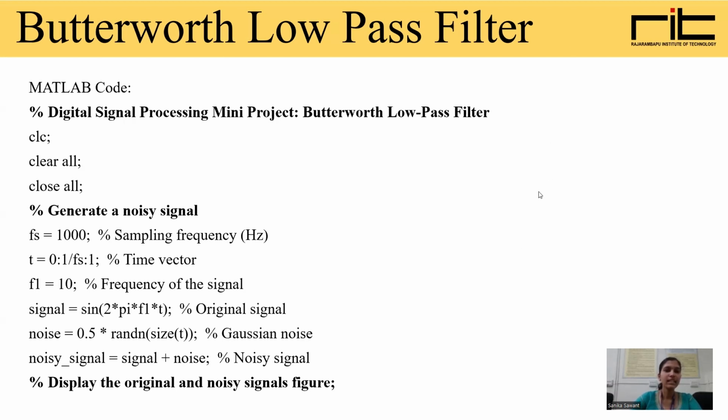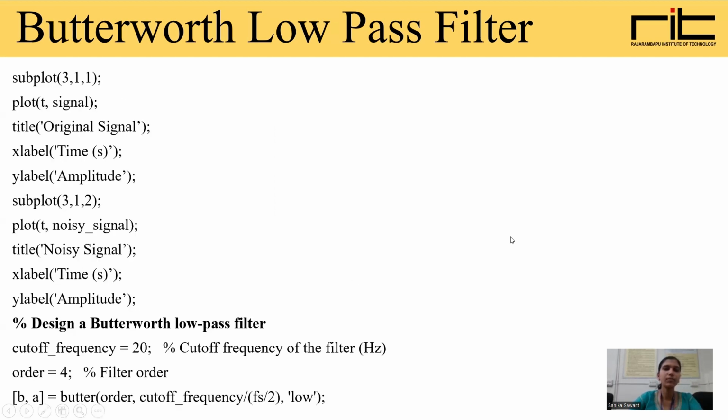So here the noisy signal is generated with the following commands. It has a sampling frequency of 1000 Hz, which is denoted by a variable called fs. Then a time vector t ranges from 0 to 1 second with a step size of 1/fs, and an original signal which is a sine wave with a frequency of 10 Hz is generated. Gaussian noise is added to the original signal and the resulting noisy signal is obtained by adding the original signal to the noise. Then we'll see how to display the original and noisy signal figures.